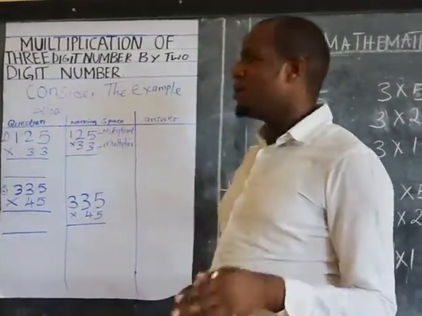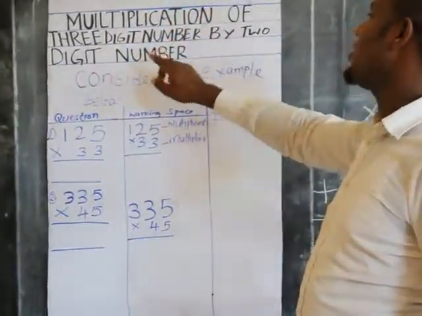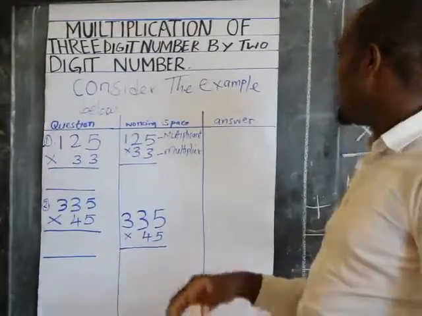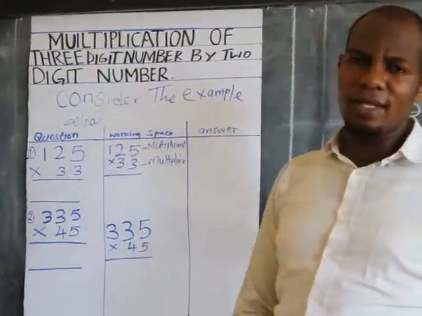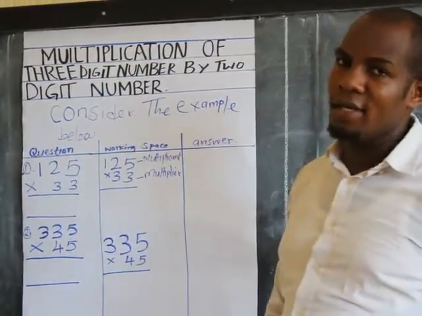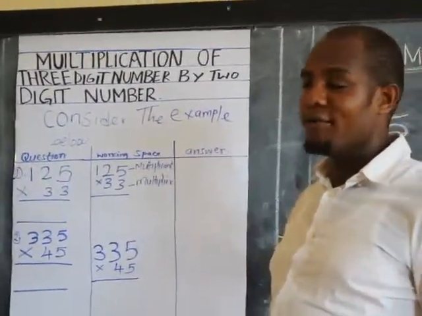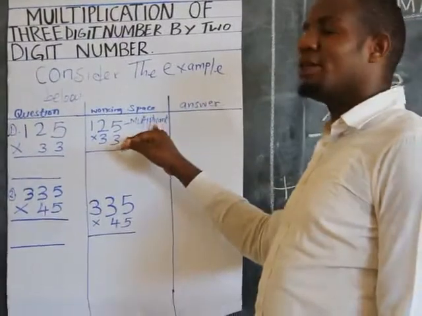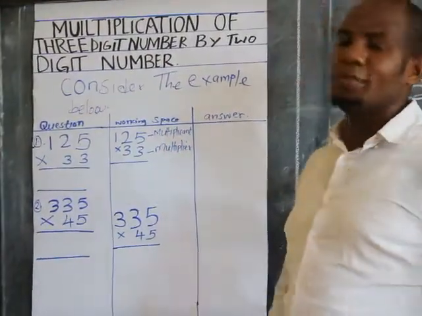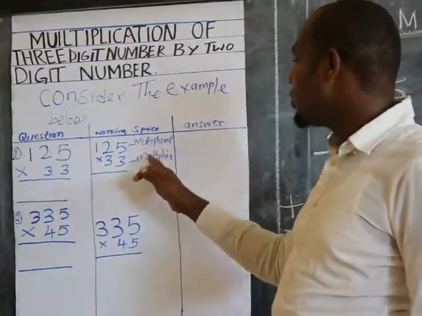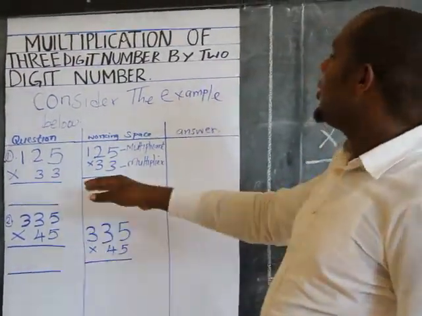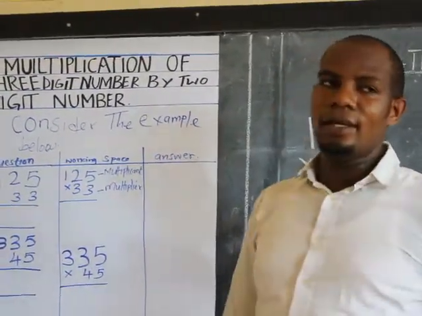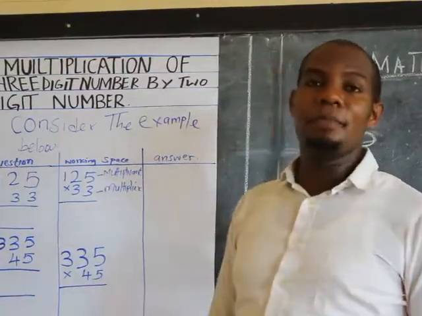Today we are going to learn what we call multiplication of a 3-digit number by a 2-digit number. In this one, we are going to consider the following example. But before that, I want you to understand two things. In mathematics, when it comes to multiplication, we have something that we call a multiplicand and a multiplier. These two, you should know them. 125 is a multiplicand, and then 33 is a multiplier.